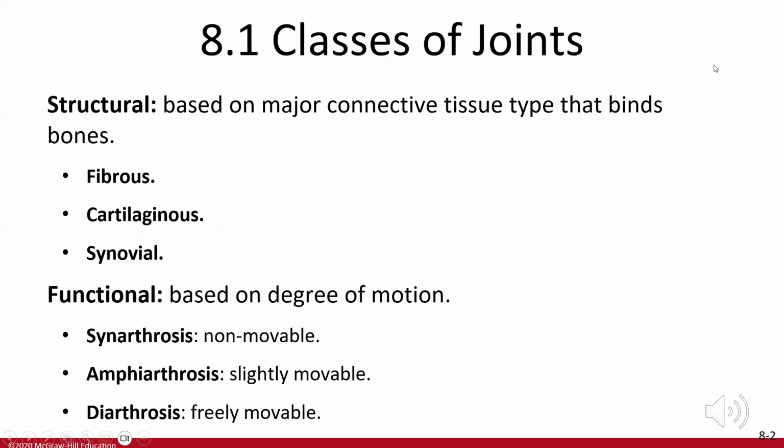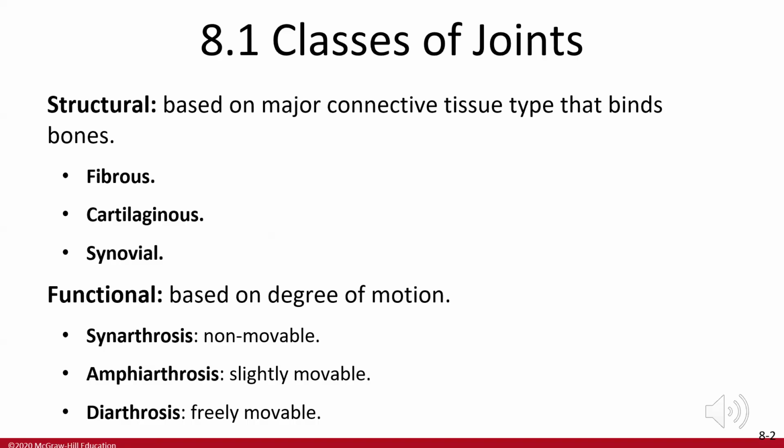Okay, so we're going to talk about two different classifications or ways that we can break down our types of joints. These have a little bit of overlap, but they're really two separate ways to break these down. So, we're going to go through both of these classifications. The first one is structural, and it's based on our type of connective tissue that forms or binds these bones, forms these joints. The other classification we have is functional, and that's based off how they function in a sense.